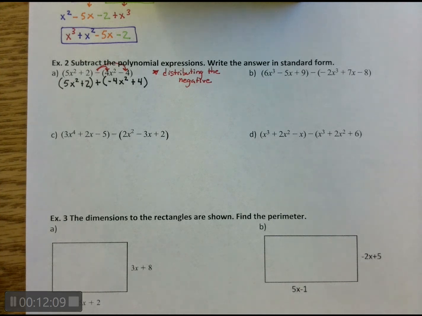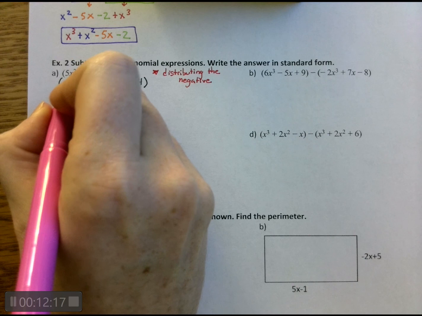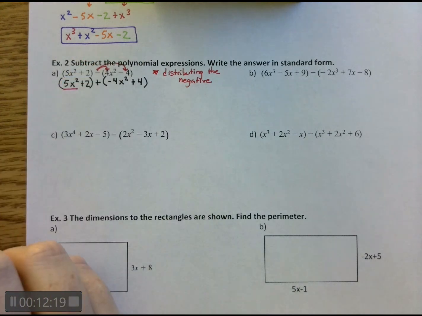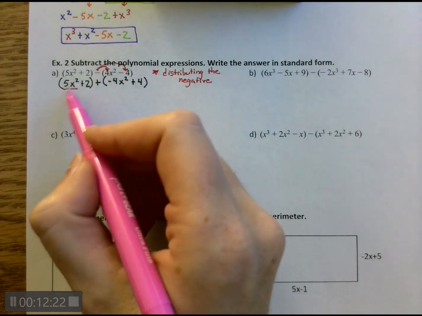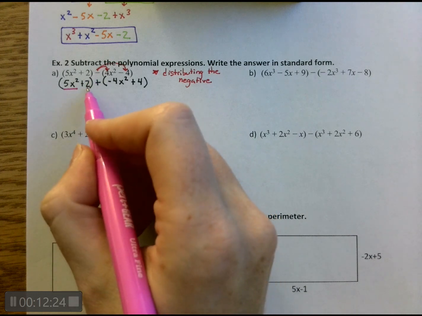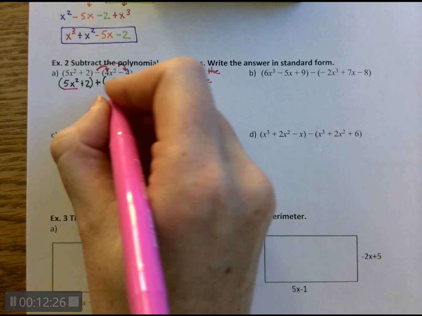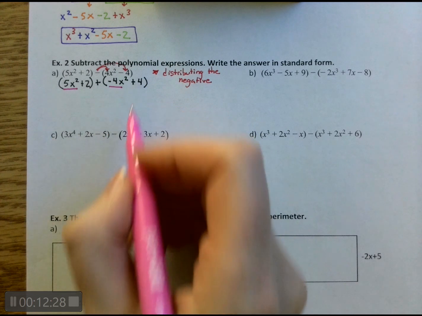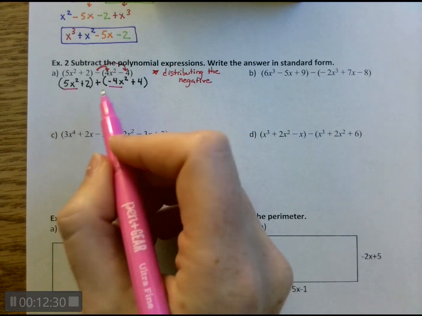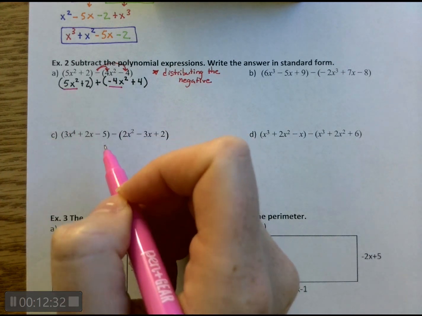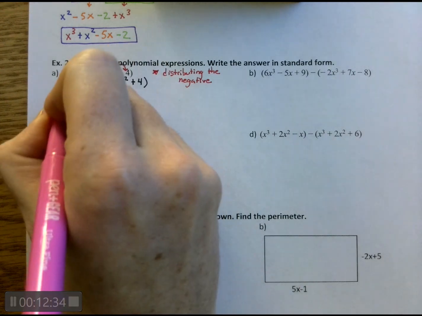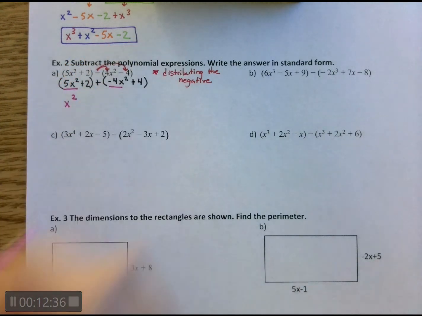Alrighty. So now we can just go ahead and do what we were doing earlier. I have 5x squared, so I need an x and a tiny 2. This is a 2. Here's an x and a tiny 2, and that's a 4. So I have 5 plus a negative 4 is going to give me x squared.